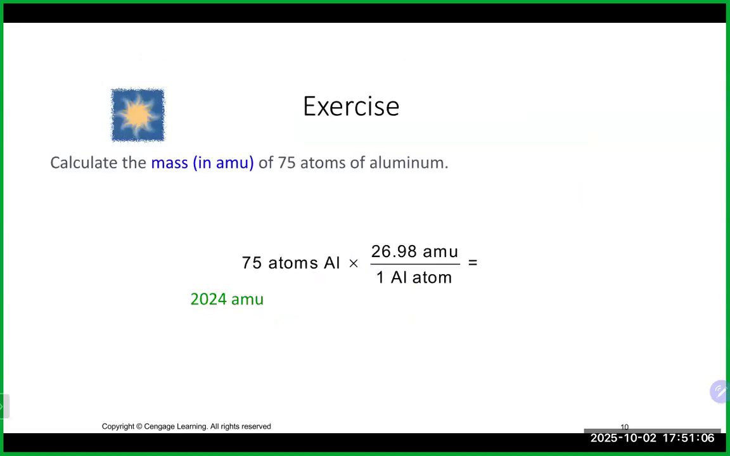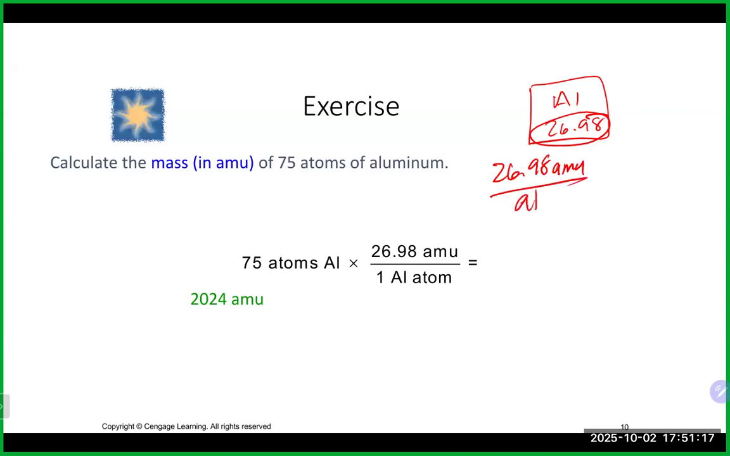Same thing with aluminum. If we look at aluminum, we see 26.98. Again, you could pull that off the periodic table as 26.98 AMU per atom. Or again, an atom has 26.98 AMU. So again, using our atoms in opposite locations so that they cancel, and this example here gives us 2024 AMU would be the mass of 75 atoms.